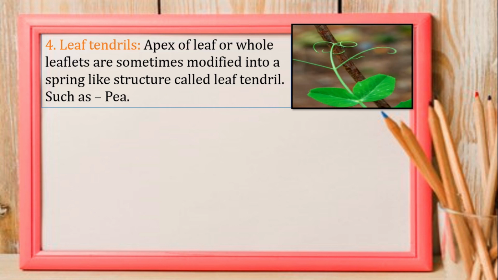Leaf tendrils. The apex of a leaf or whole leaflets become modified into a spring-like structure called leaf tendril, such as pea.